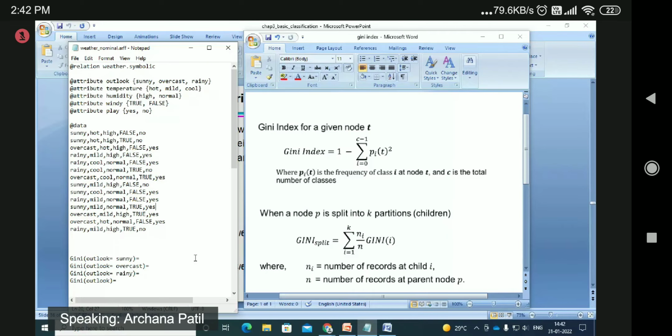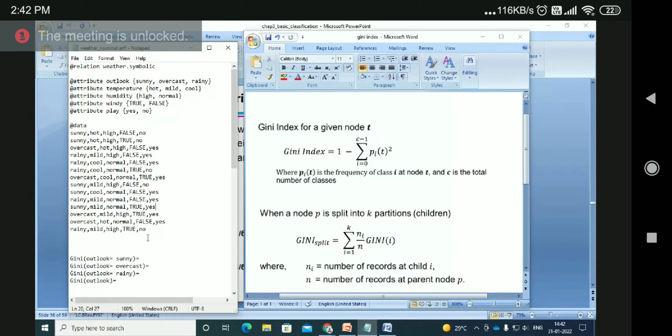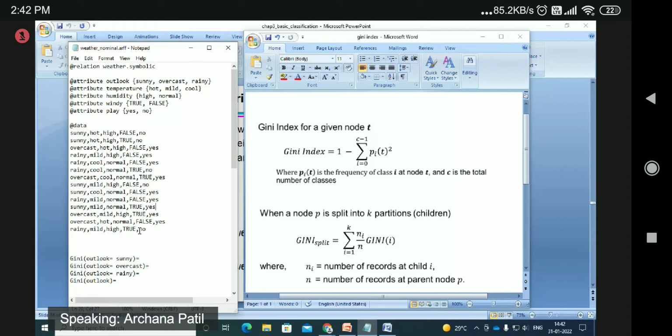Simply apply the formula. R is representing the different classes. How many classes are there? If you are not able to do it, you can at least answer so that you get to the solution. You have to simply apply this formula to this given data set: 1 minus summation where i goes from 0 to C minus 1 of the probability p_i t square. What is p_i t? Frequency of class i, at a node t.